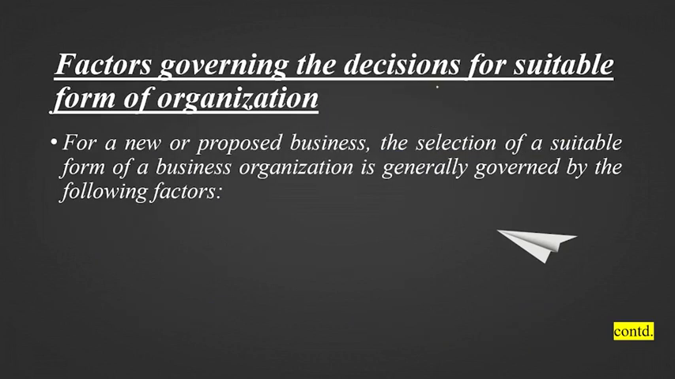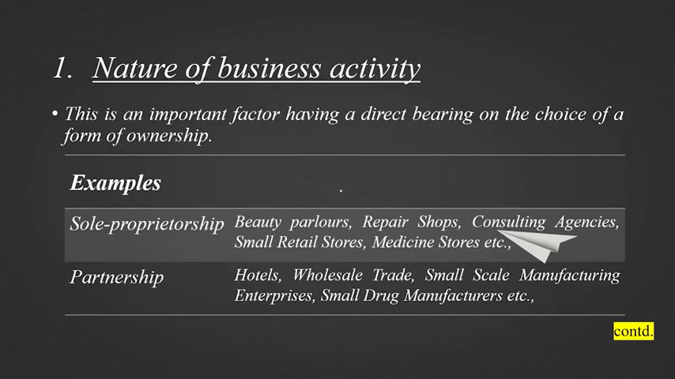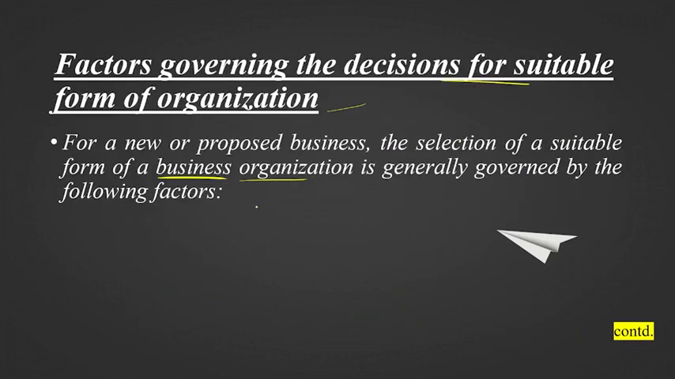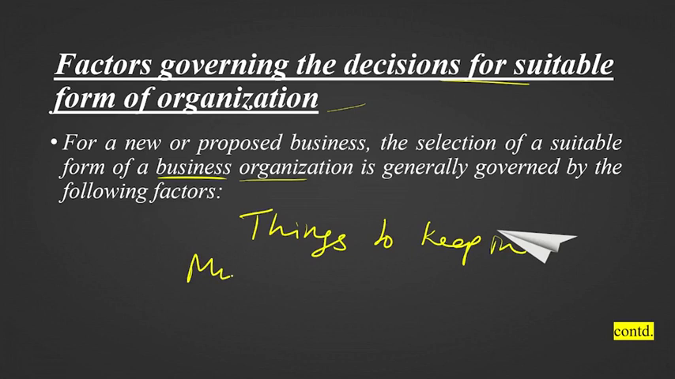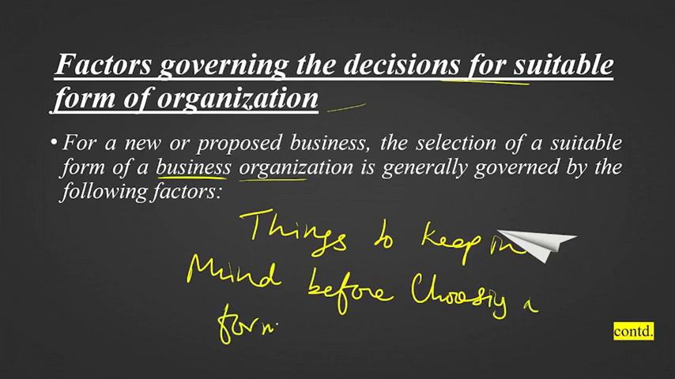So what are the factors governing decisions for a suitable form of organization? For a new or proposed business, the selection of a suitable form of business organization is governed by different factors. So what are the things to keep in mind? Factors, in simple words, are things to keep in mind before choosing a form of business. This you must know. What should you think of? That is what we call factors for a suitable business.